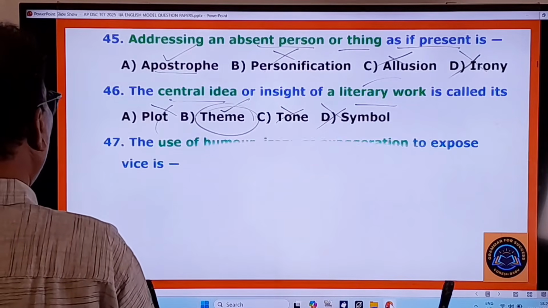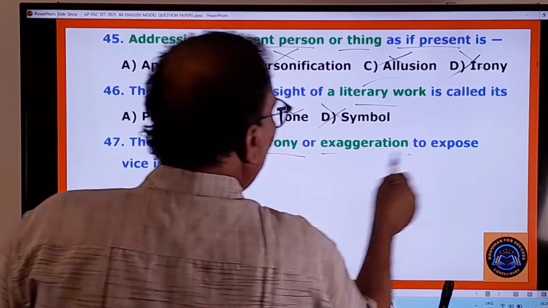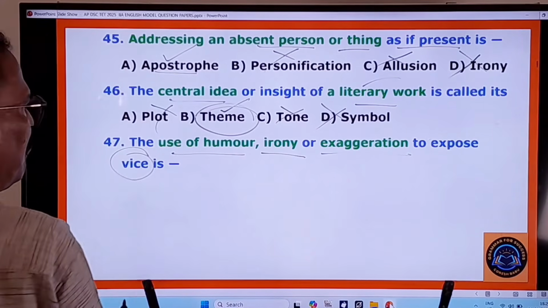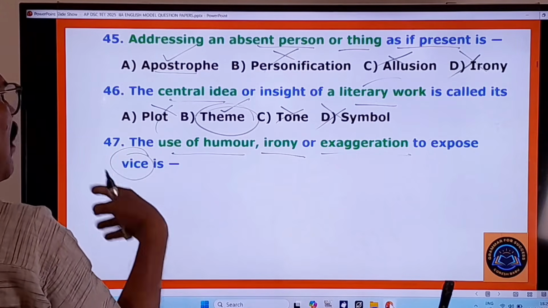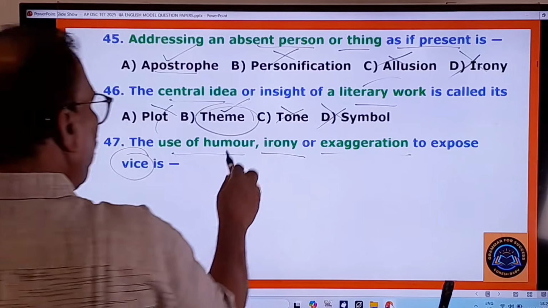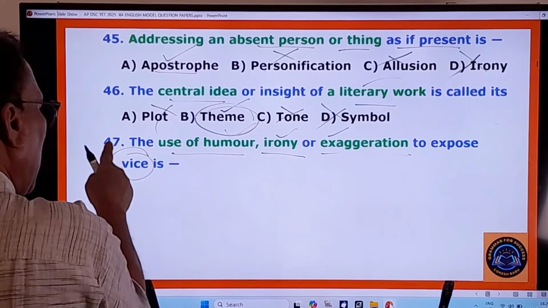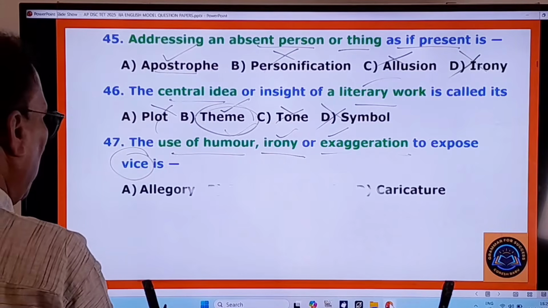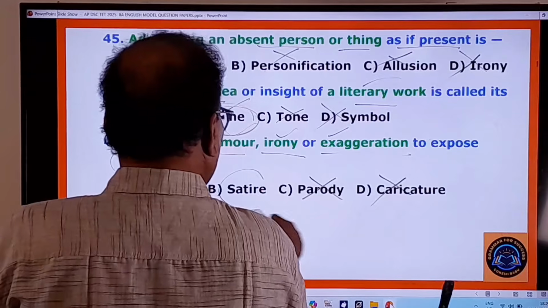And you go to the 47th question. The use of humor, the use of irony, exaggeration to expose vice. In order to expose vice, vice means evil or bad, the poets or the writers made use of humor, irony, and exaggeration. So what is this activity called? That is called allegory, no. Parody, no. Not caricature, but satire.